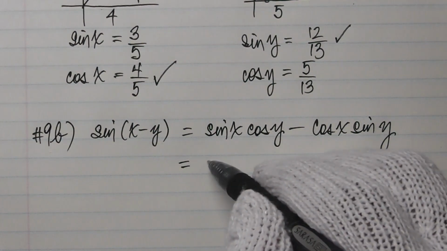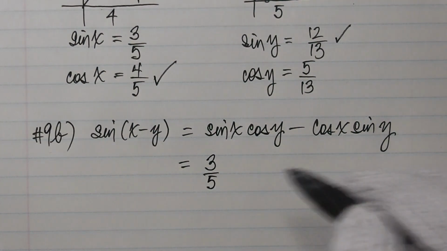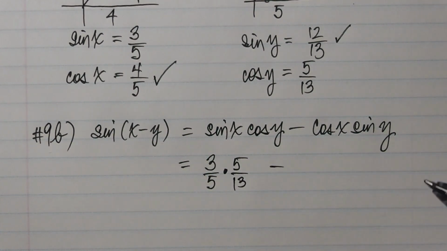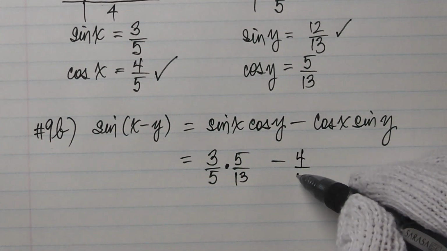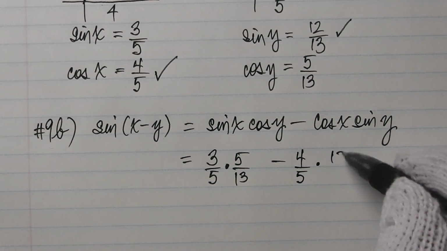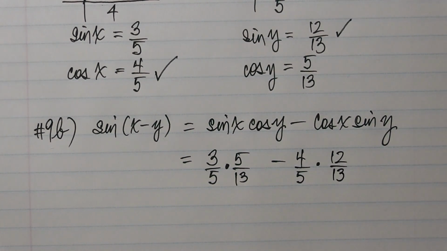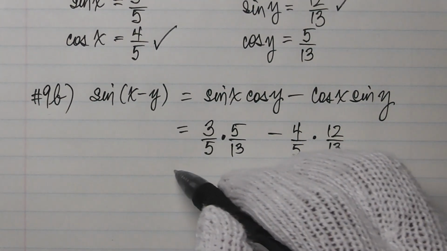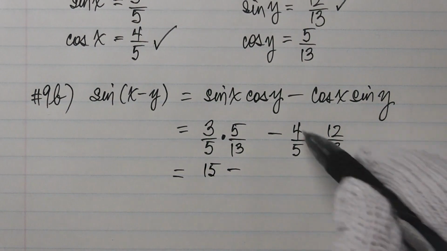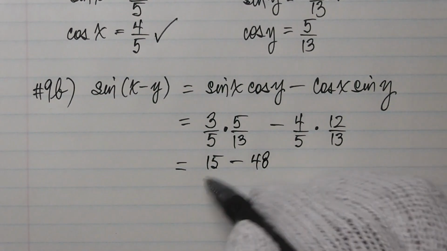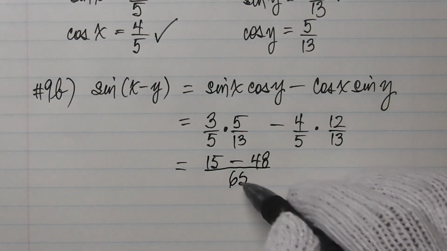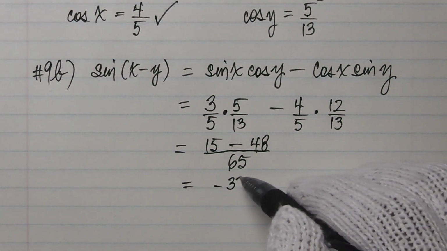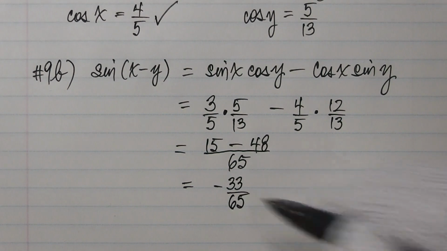Sine x is 3 over 5. Cosine y is 5 over 13. Cosine x is 4 over 5. Sine y is 12 over 13. When you multiply that out, 3 times 5 is 15. 4 times 12 is 48 over 5 times 13. So your exact value is negative 33 over 65.